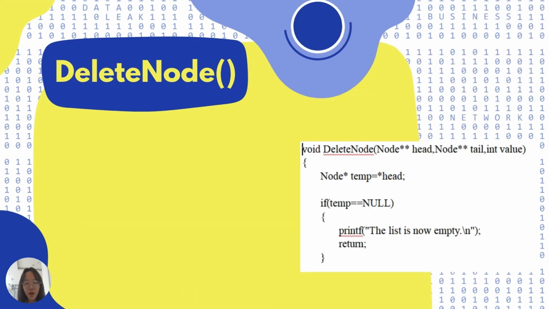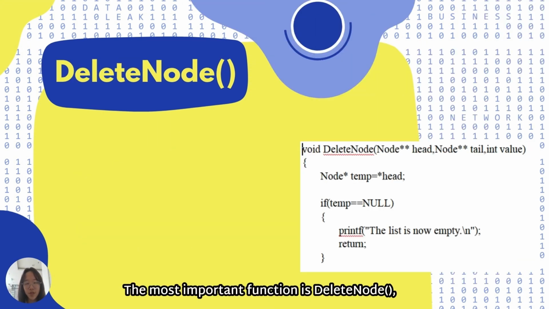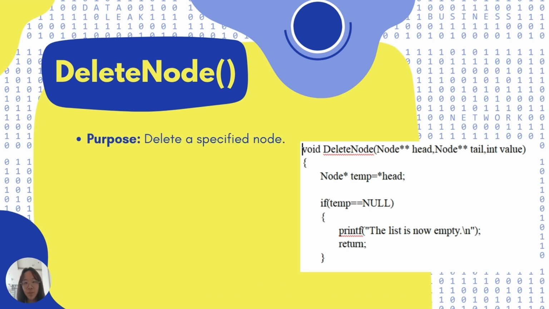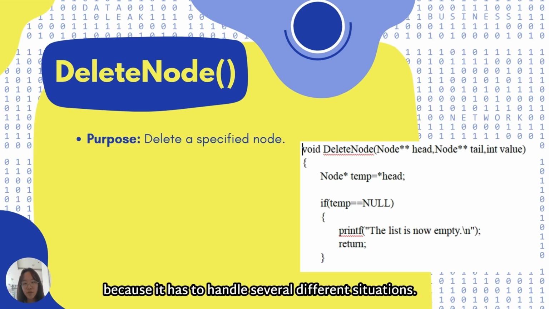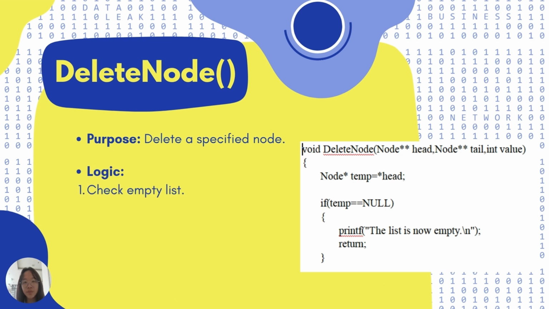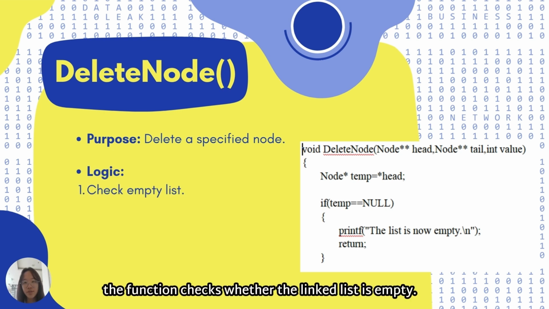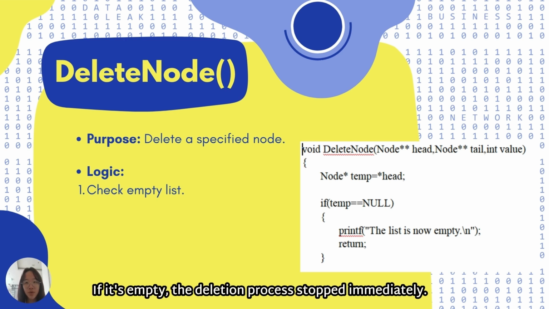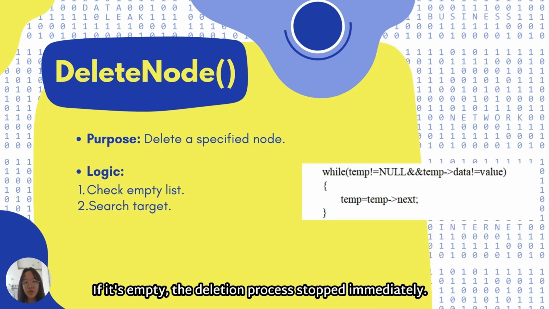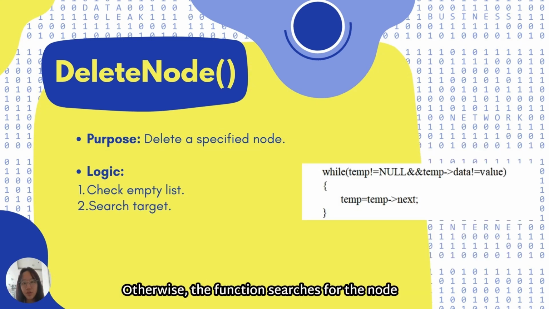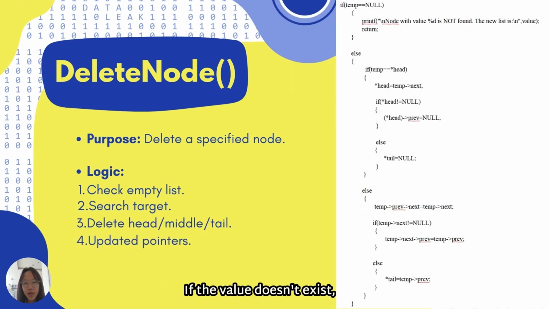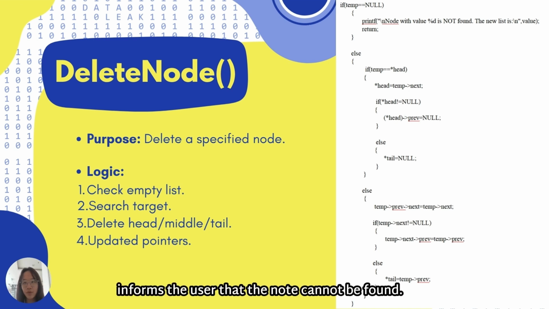The most important function is delete node, because it has to handle several different situations. First, the function checks whether the linked list is empty. If it's empty, the deletion process stops immediately. Otherwise, the function searches for the node that contains the specific value. If the value doesn't exist, the program informs the user that the node cannot be found.